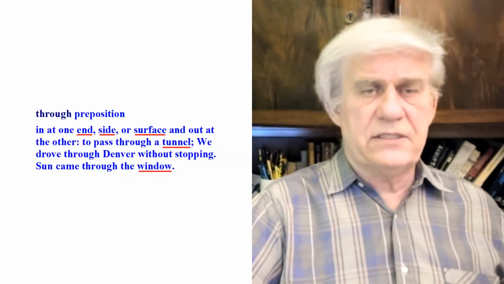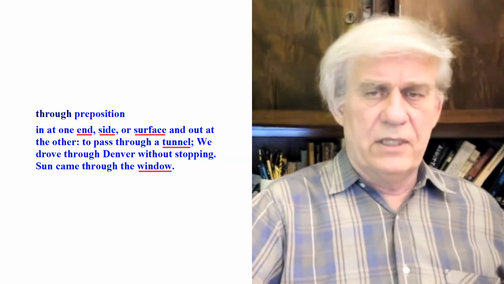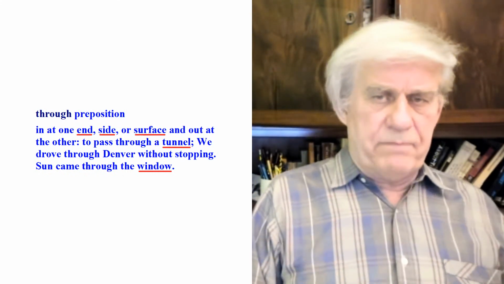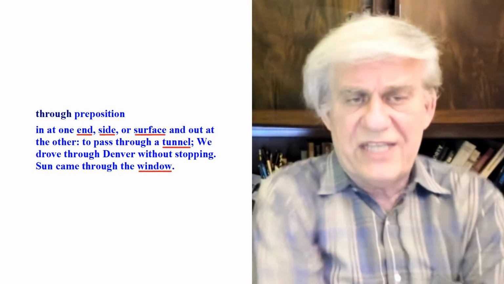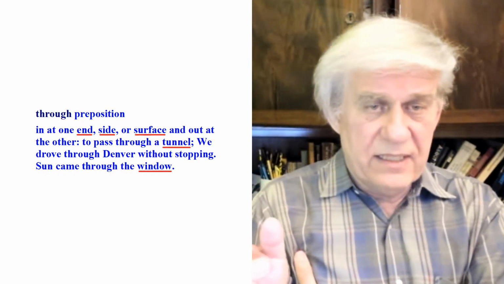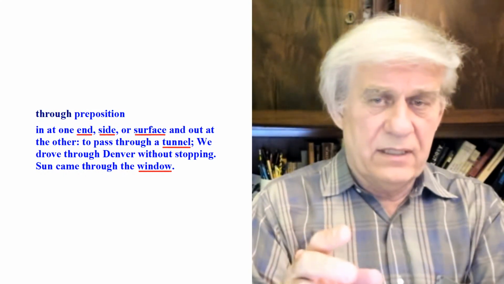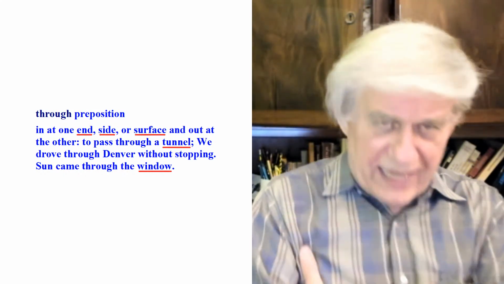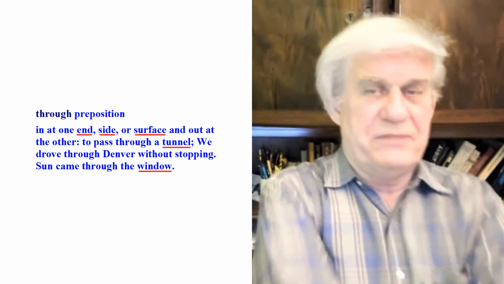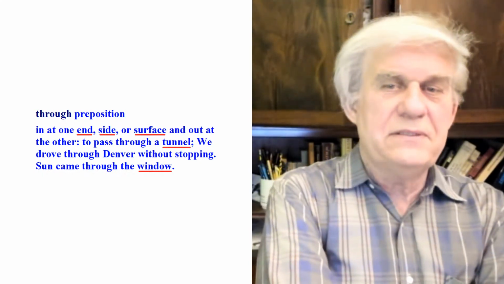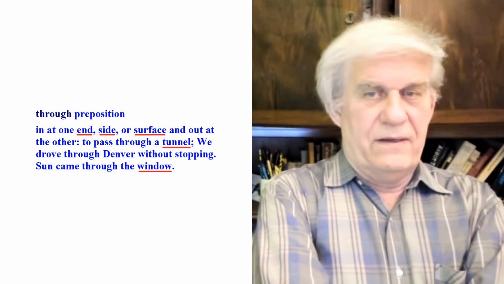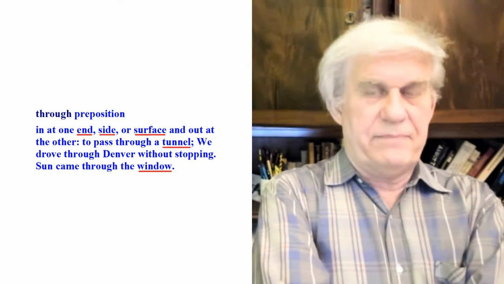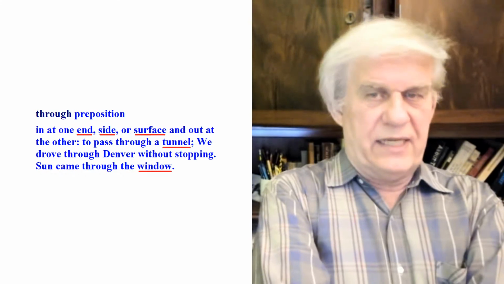Okay? Here's another preposition. That's the preposition through. Talk about going through space, through dimensions. Is that possible? What does it mean? The preposition is in at one end, side or surface, and out the other. Well, hopefully if it's got an end, a side, or a surface, it's a physical object. So you can't go through nothing, and you can't go through a concept. Hopefully time is a concept, and hopefully dimension is a concept.